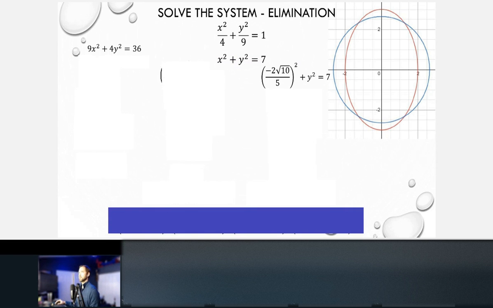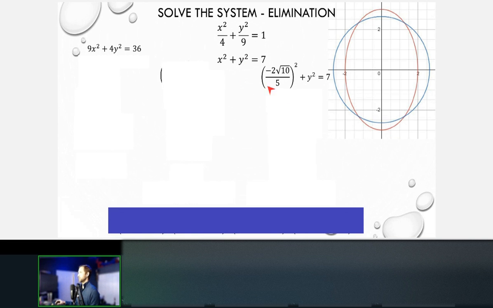Fractions are gone. All right, so we got 9x squared plus 4y squared equals 36. And then our second equation is this. So, elimination method. We either want to make this term the opposite of this. So I want to make this to be negative 9x squared, or looking at this one, I want to make this term to be negative 4y squared. It doesn't matter what you choose.